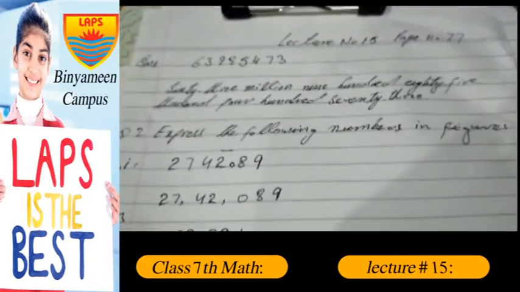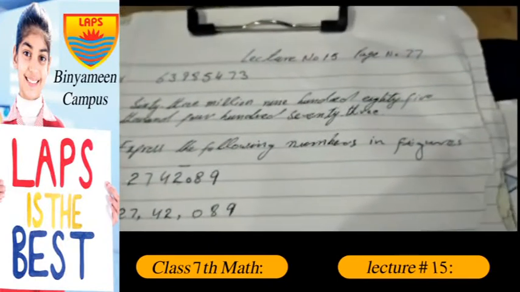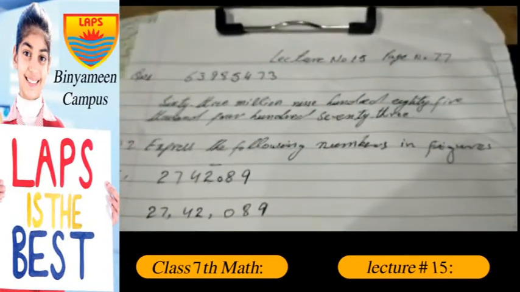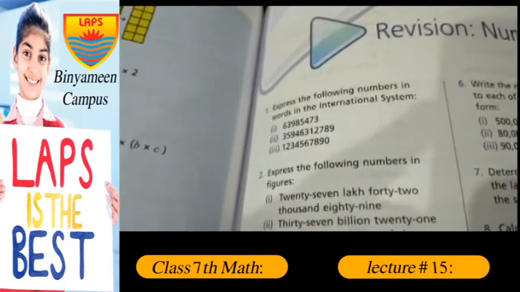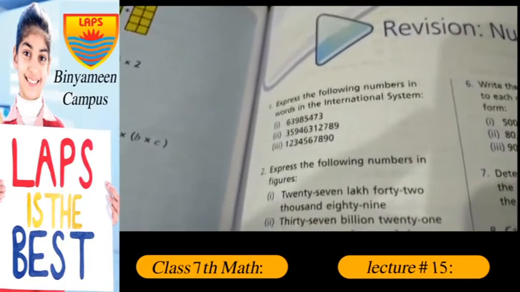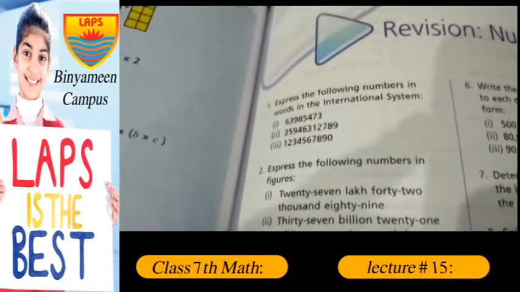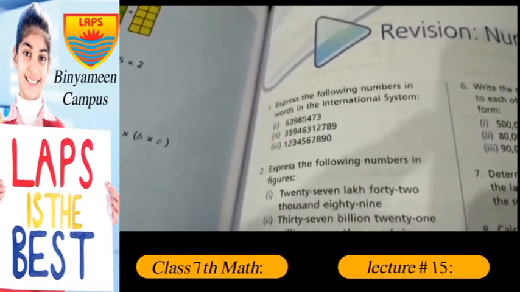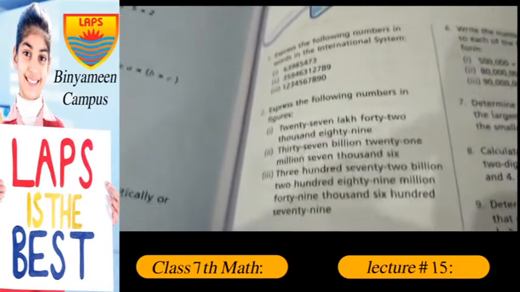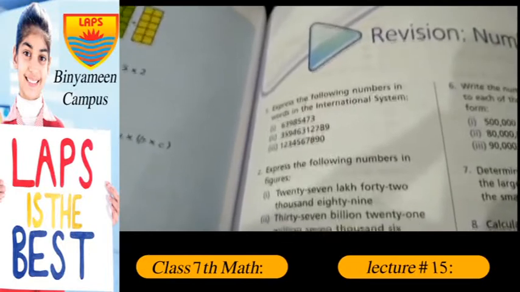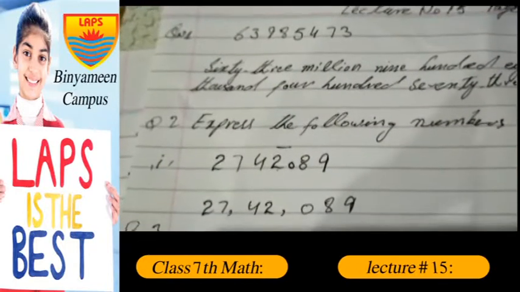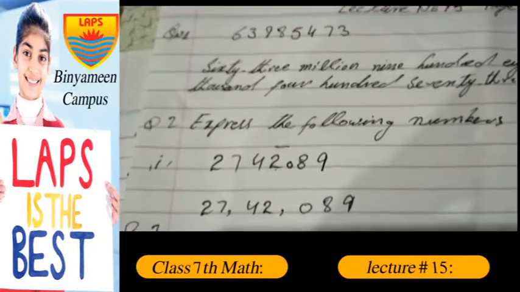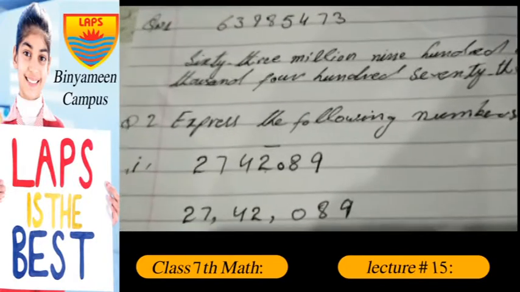Now question number 2. Express the following number in figures: 27,42,089. First part I do for you and the other you do by yourself. 27,42,089.